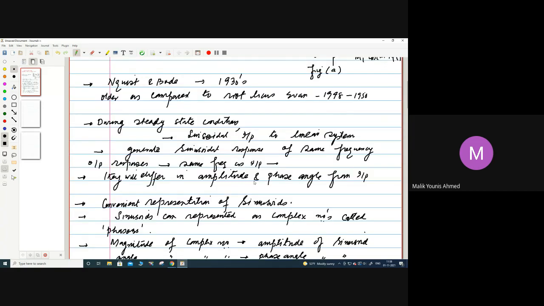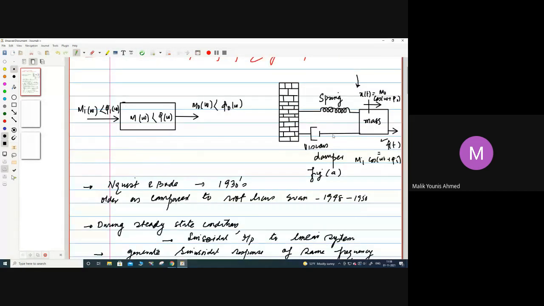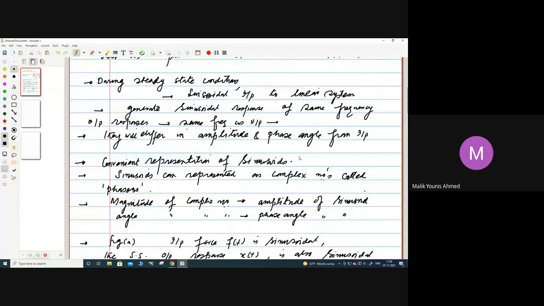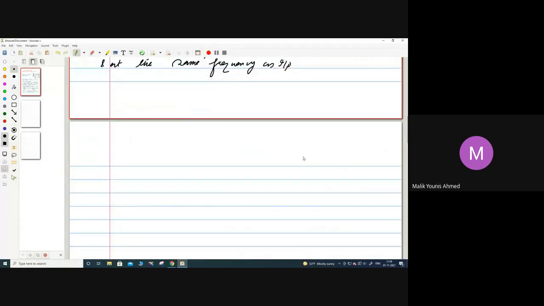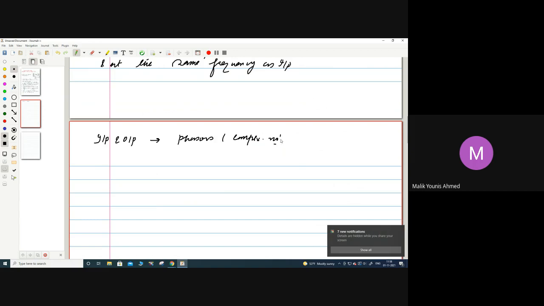Now you can see this is a wall here and a spring is connected. This is a damper, and then a mass is connected. We have a sinusoidal force and a sinusoidal response as a result of this. Now in this figure, the input and output sinusoids will be represented by complex numbers, or phasors, which are nothing but complex numbers. We have seen that.